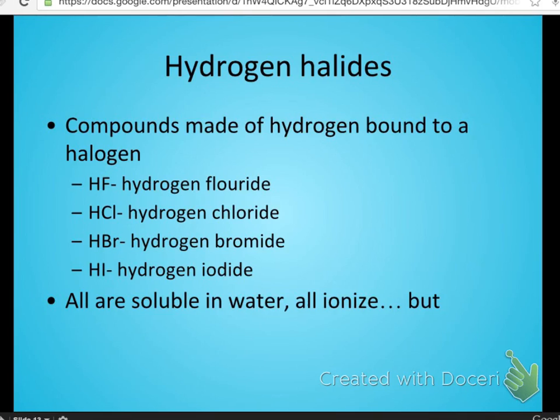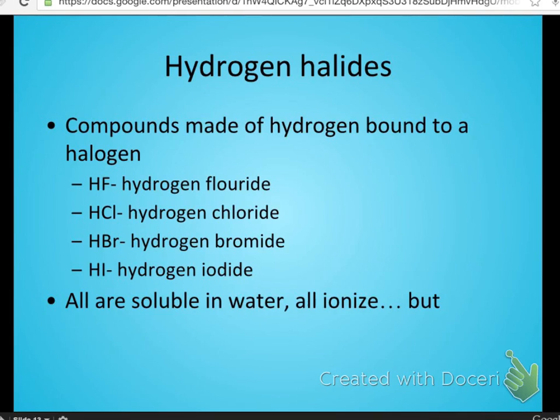Hydrogen halides, hydrogen plus a halogen. So you know this one, HCl, hydrogen chloride, also known as hydrochloric acid when it's an aqueous solution. Do any of the rest of these look familiar to you? Oh, somebody's looking at part of their ion Bible. That's a good thing to look at.